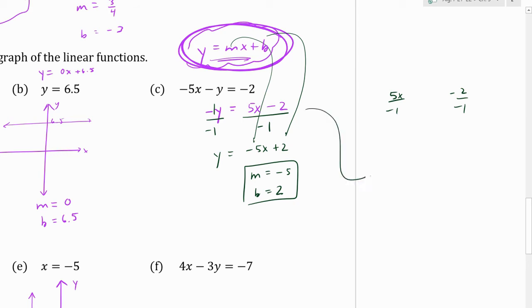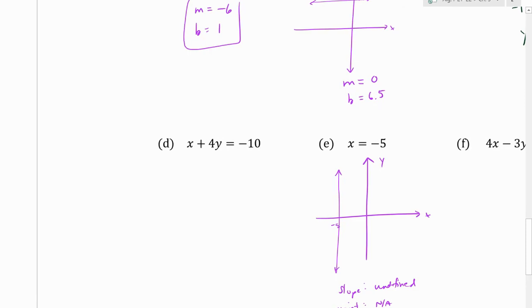Okay, now, one other way of thinking about this, when you got to this step right here, this is personally the way I think about it, that's saying that the opposite of y is 5x minus 2, which means regular y has to be negative 5x plus 2.